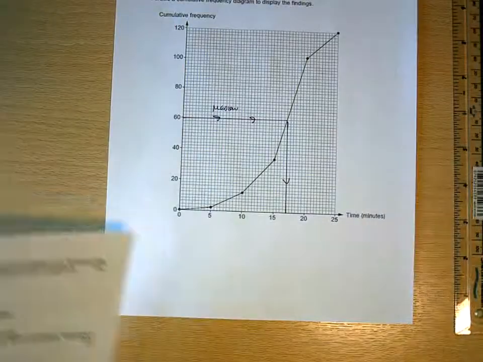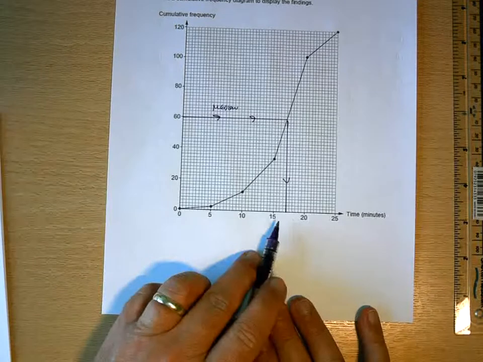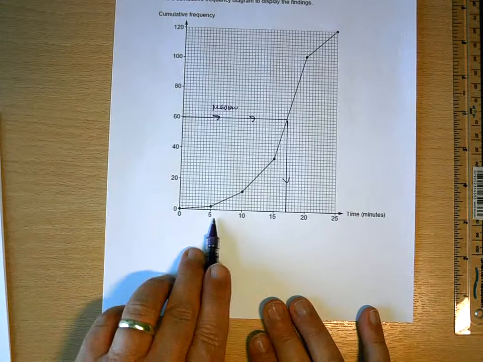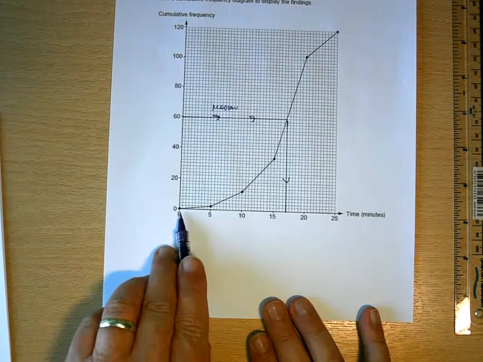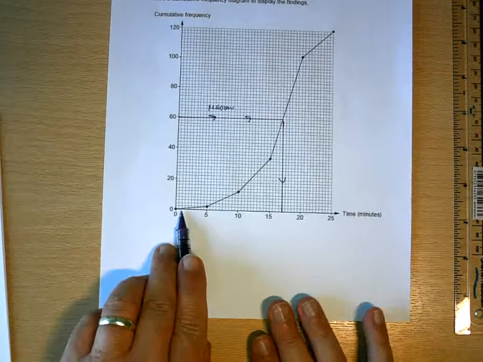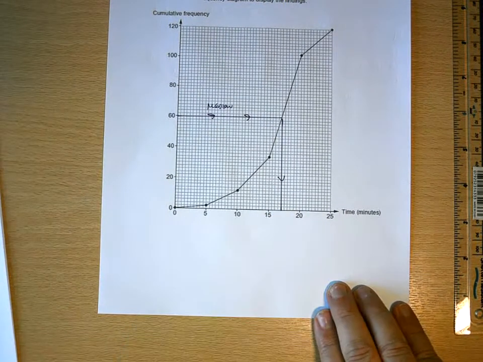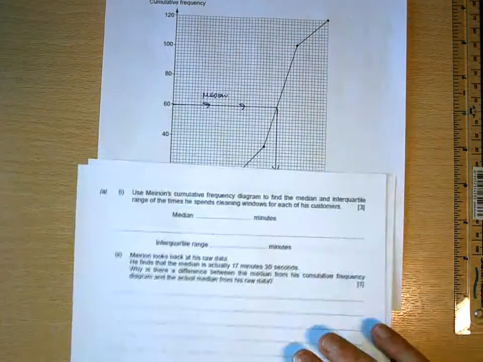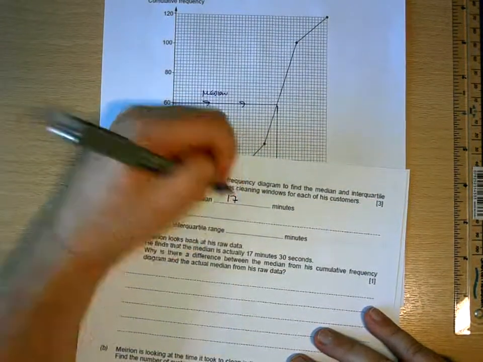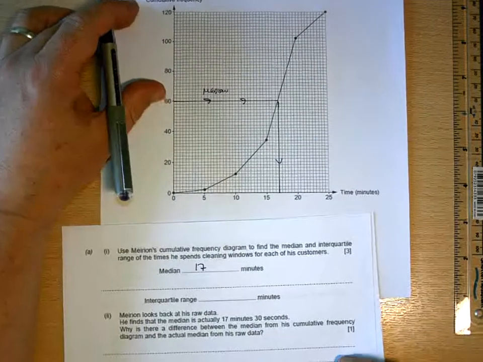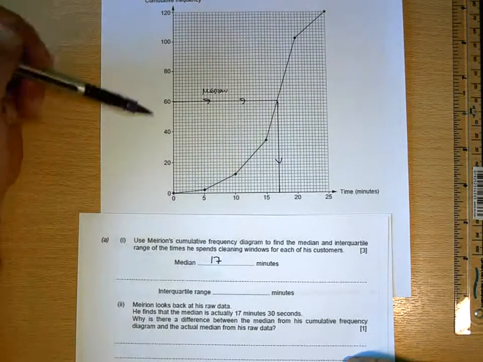I need to know what the scale is. It's going from 0 to 5 in 10 jumps, so each square is half a unit. So 15, 16, 17 minutes for the median. And then the upper and lower quartiles are what we need to find the interquartile range.